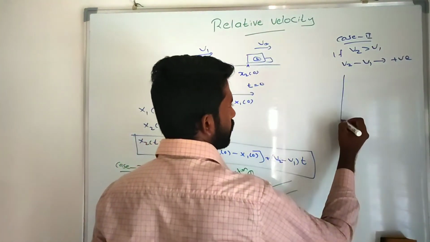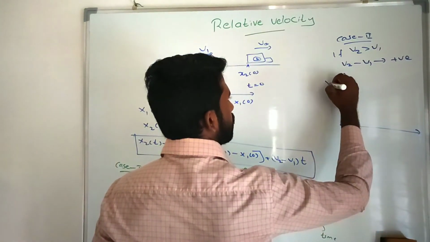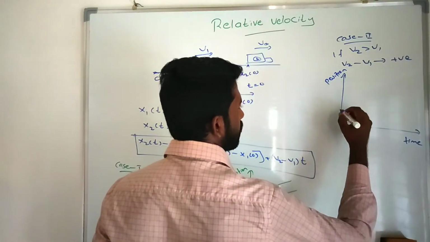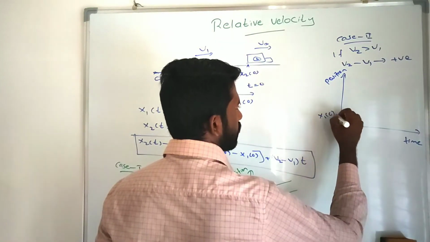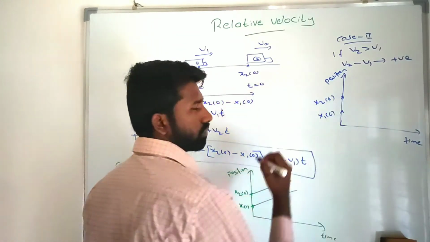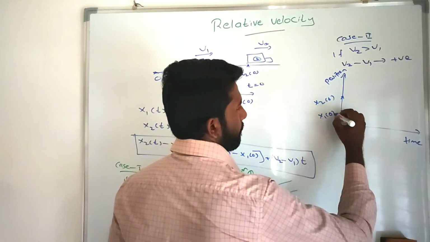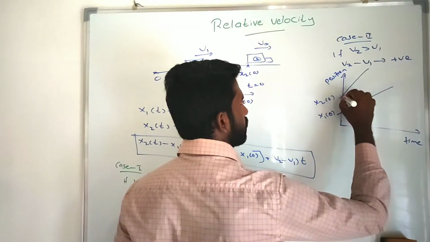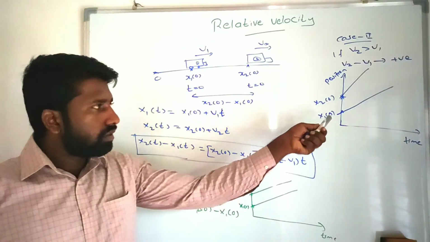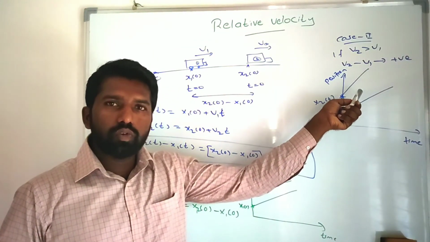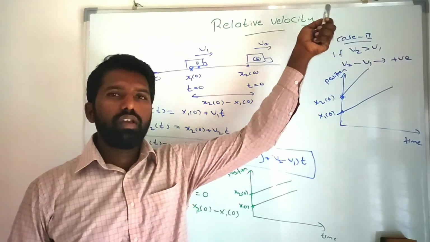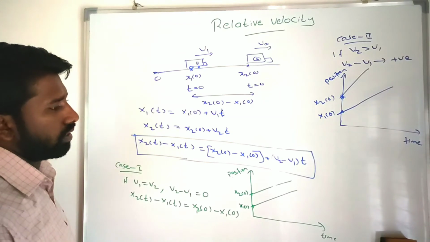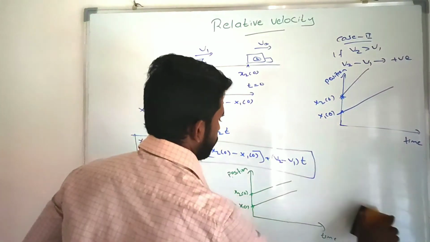So we can draw the position diagram. This is the position and this is the time. Then x1 of 0 and here is x2 of 0. Okay. The graph of x1 is like this and x2 is like this. You can see that the second body moves faster, so this body is going away from the first body. Clear? Okay. This is case 2. Now we will see case 3.